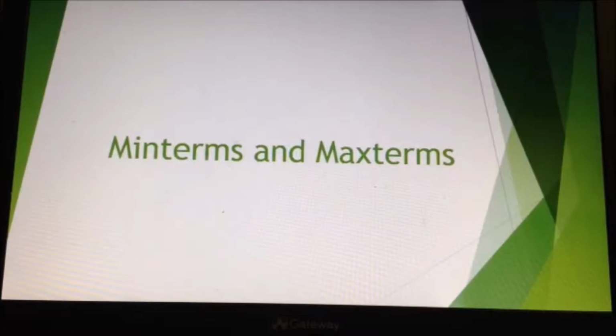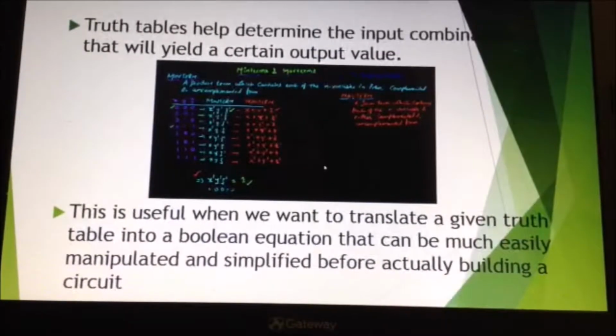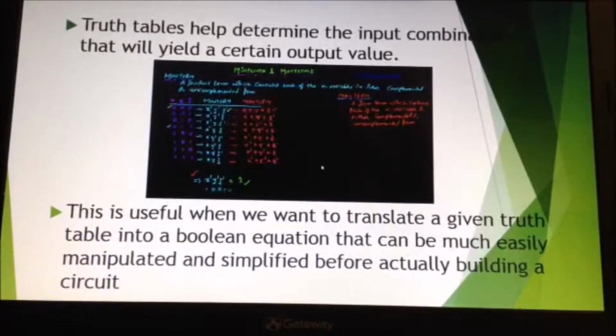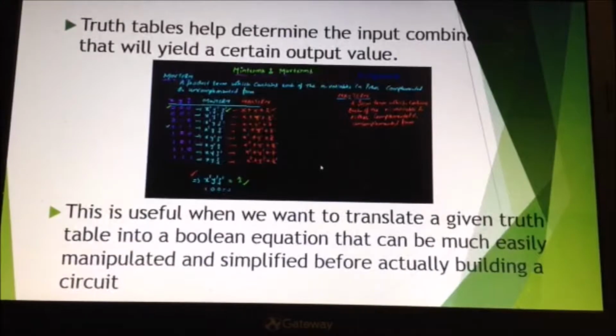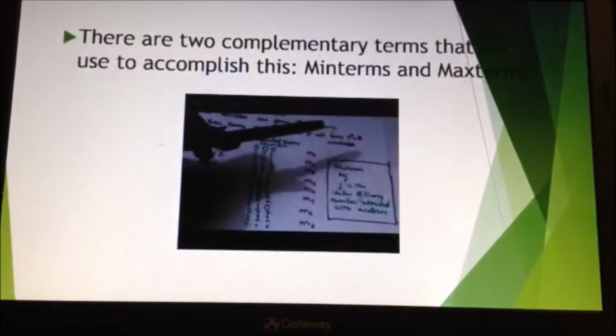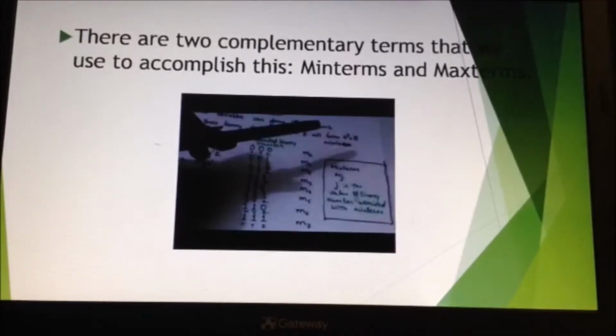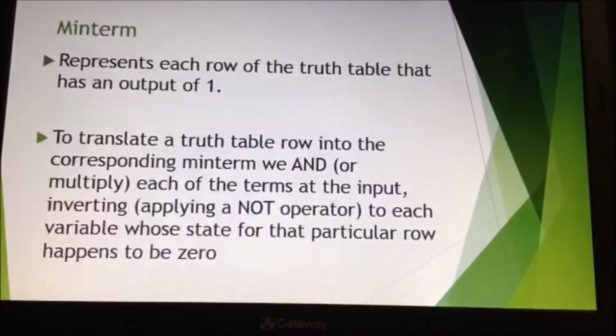Min terms and max terms. Truth tables help determine the input combination that will yield a certain output value. This is useful when we want to translate a given truth table into a Boolean equation that can be much more easily manipulated and simplified before actually building a circuit. There are two complementary terms that we use to accomplish this, the min terms and the max terms.